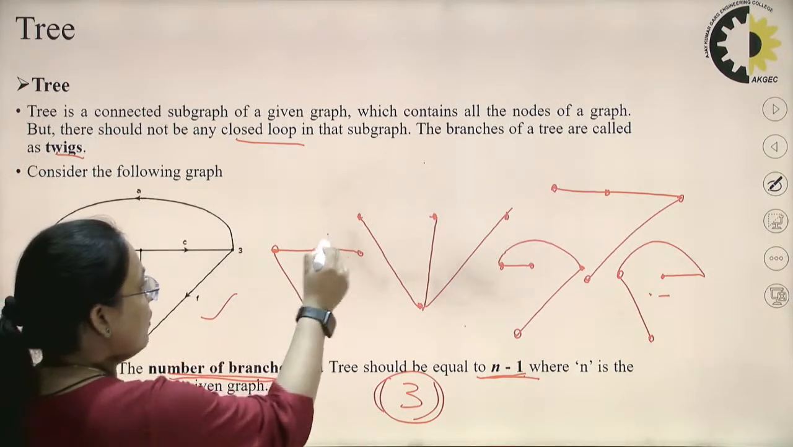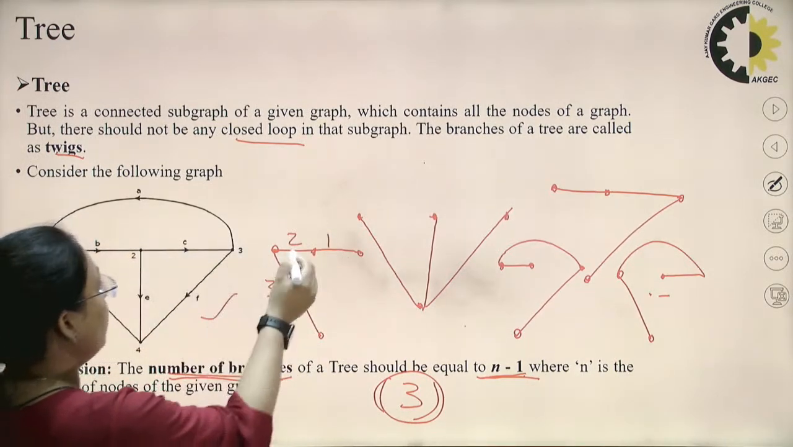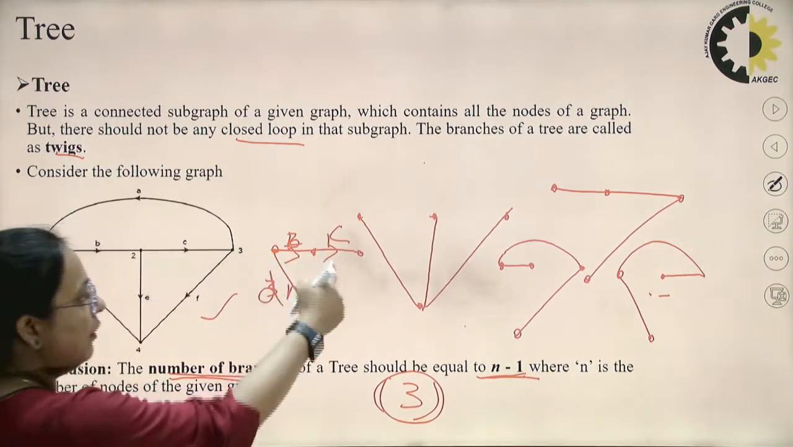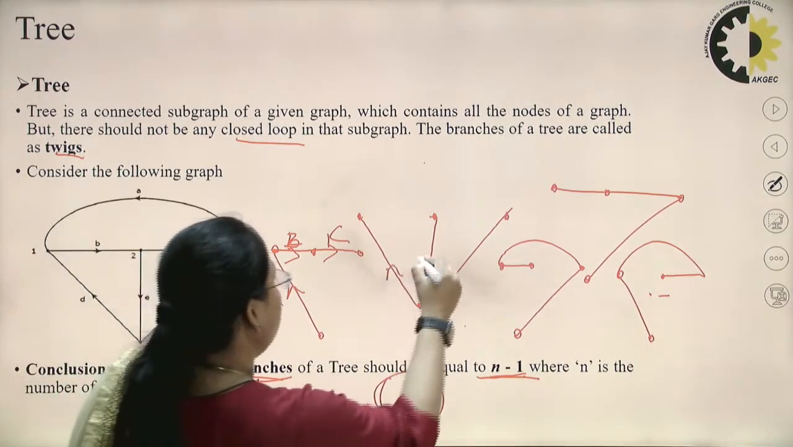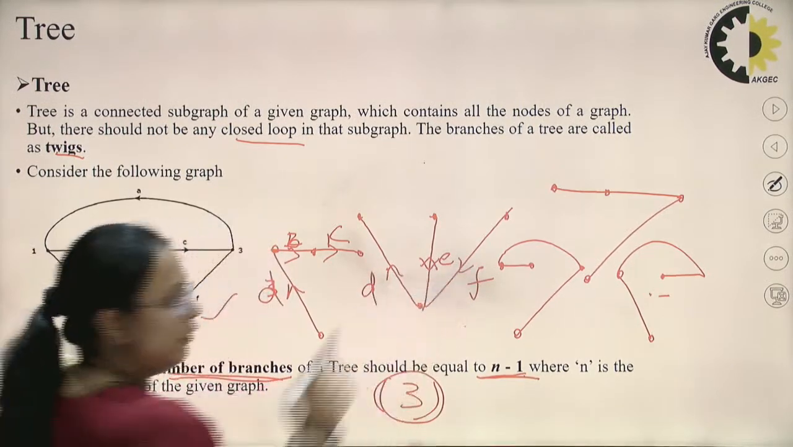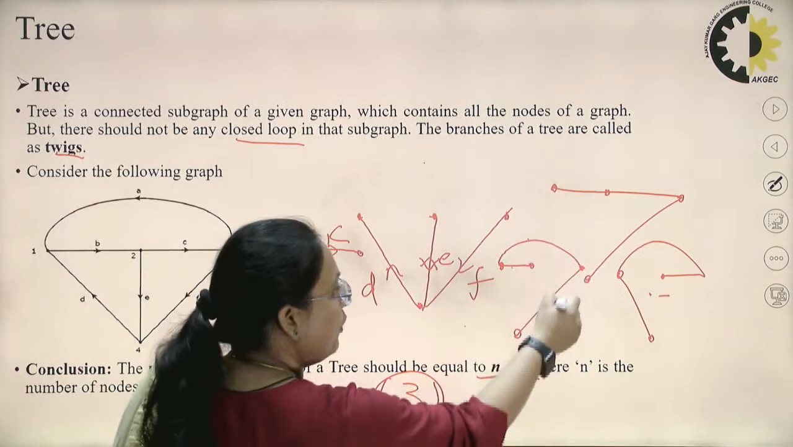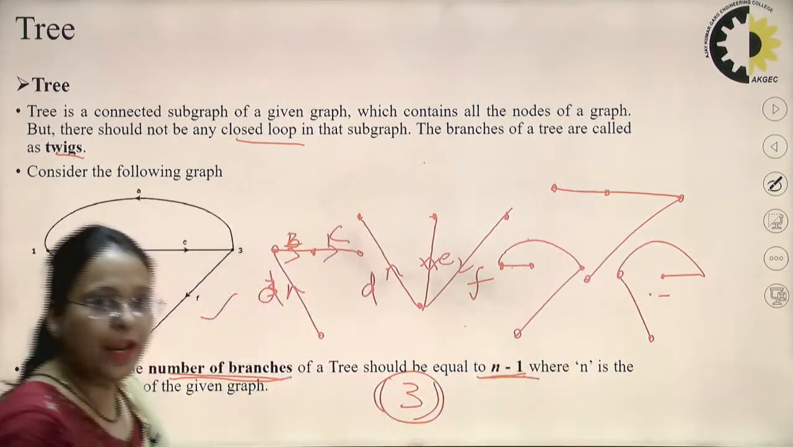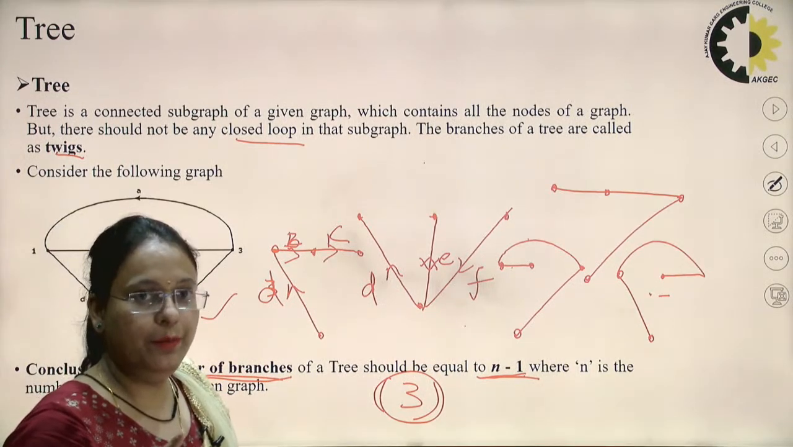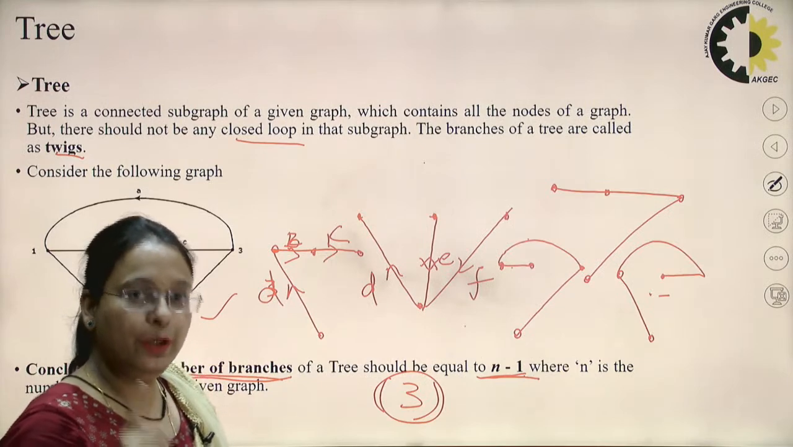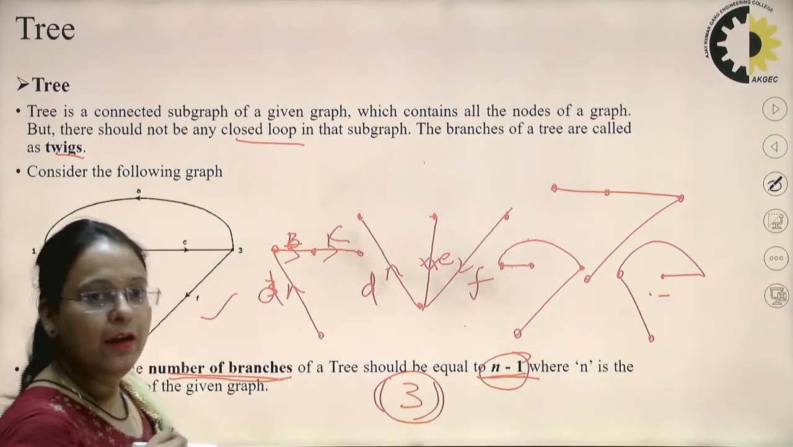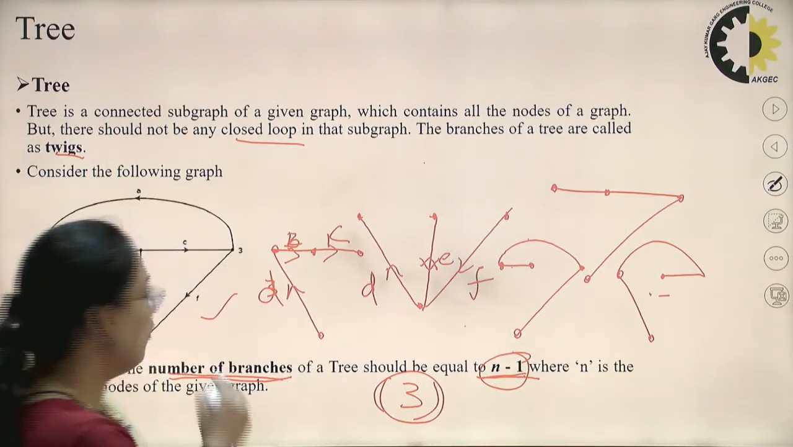So you can see here branch number 1, 2, 3, let me represent it by B, C and this is D, right, 1, 2, 3. Here again this is D, E and F. There again 3 branches, here 1, 2, 3 branches. In all the cases we have 3 branches. So the branches of a tree are called twigs. The twigs will be equal to n minus 1, where n is the number of nodes of any given graph.